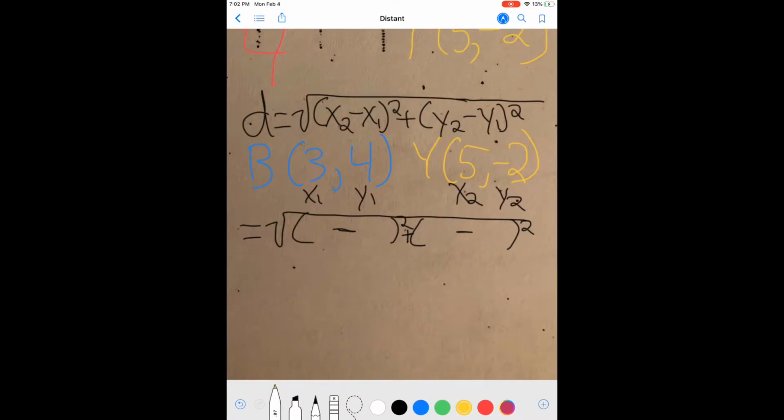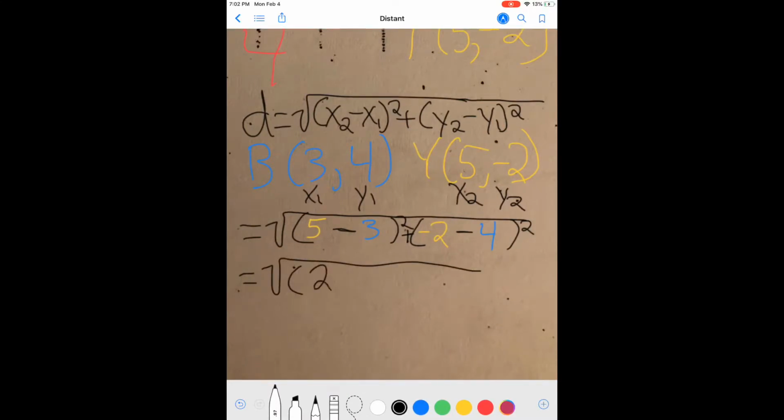So my x2 is 5. My x1 is 3. My y2 is -2. My y1 is 4. Going to simplify my substituted values in.